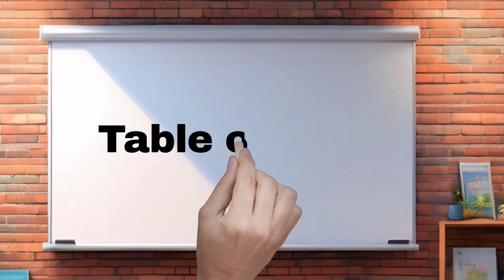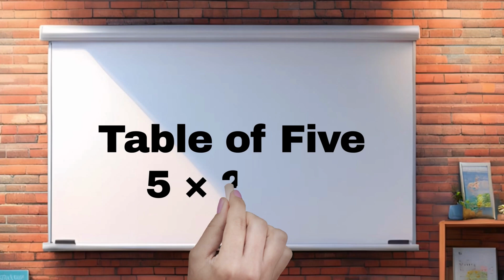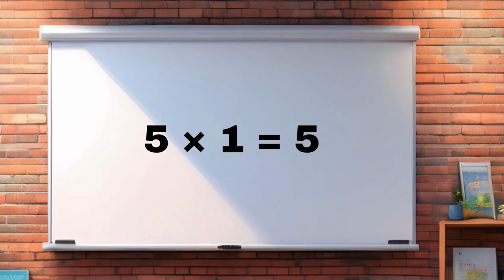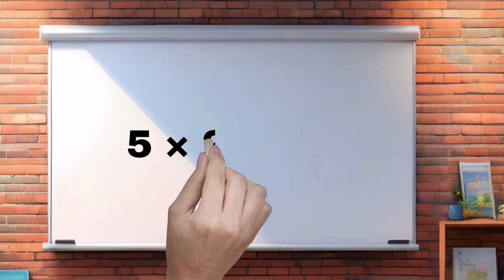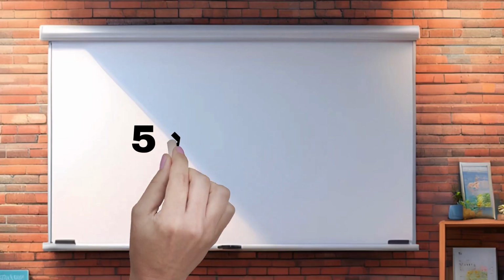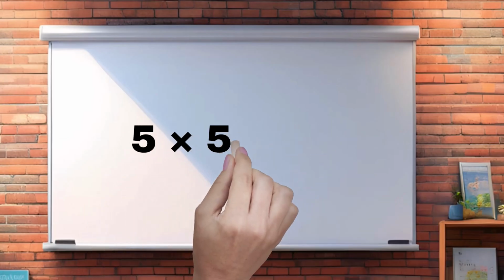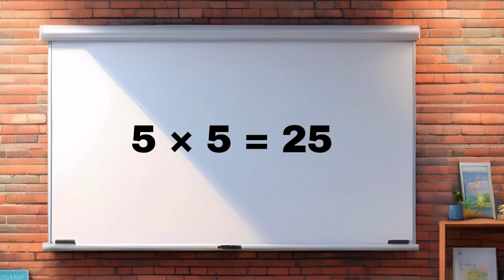The table of 5 is just like magic. Let's see how it works. 5 times 1 is 5. 5 times 2 is 10. 5 times 3 is 15. 5 times 4 is 20. 5 times 5 is 25.